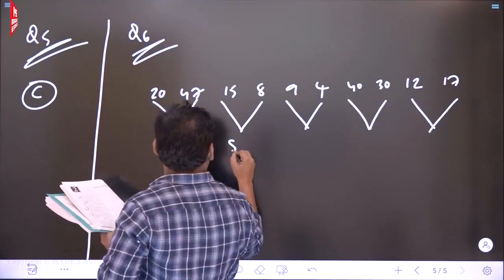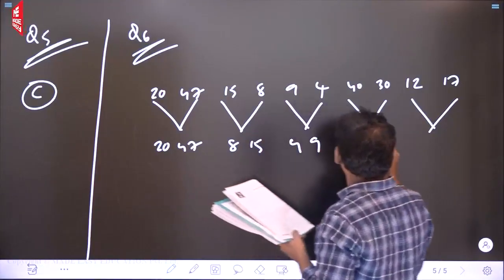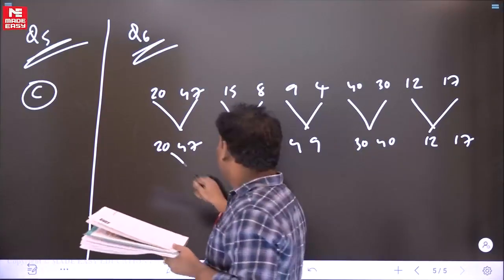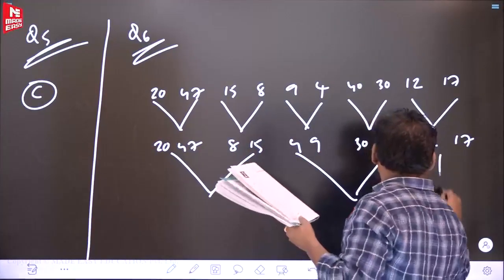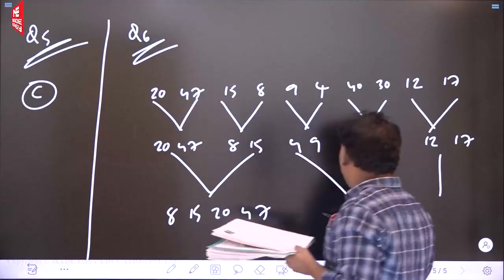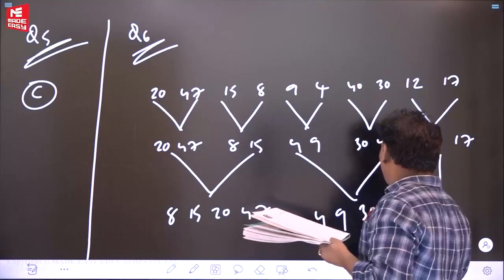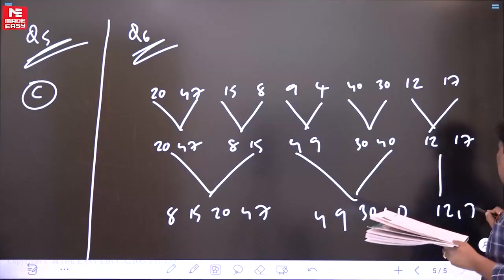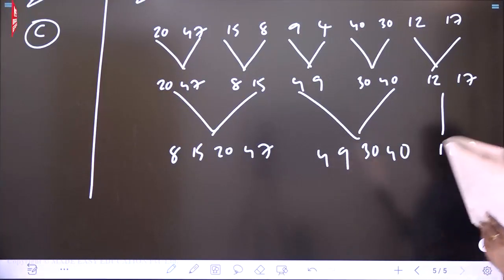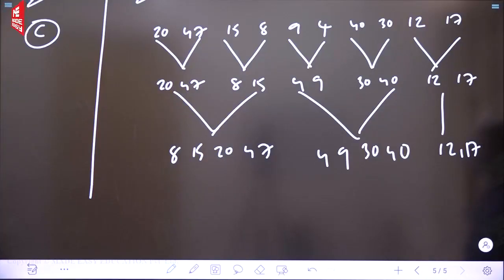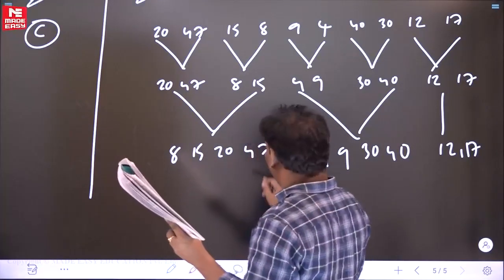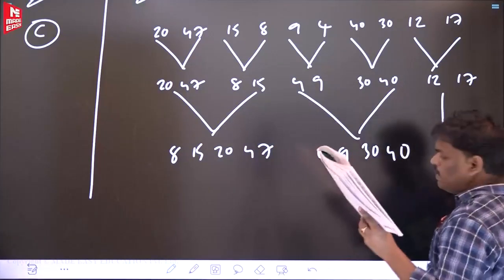What is the answer? 20:47. This is 8:15. This is 4:9. This is 30:40. This is 12:17. This is the output after the first pass. You want the output after the second pass. So what is the answer? 8:15, 20:47. This one 4:9, 30:40. This one 12:17. This is the output after the second pass. Read this once again: 8:15, 20:47, 4:9, 30:40, 12:17.